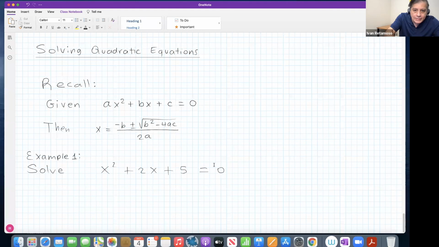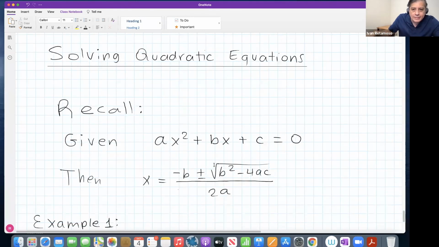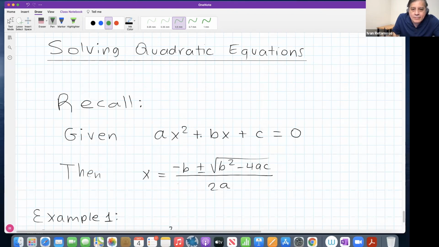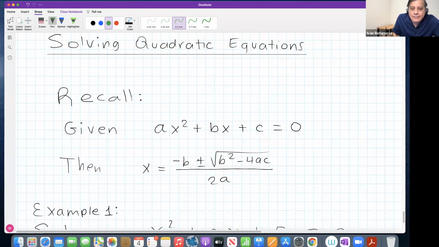All right, so basically, you know that when you are given a quadratic equation that looks like this, a times x squared plus bx plus c equals 0, where a, b, and c are real numbers, then the solution of that equation is given by the so-called quadratic formula. This is what mathematicians call the quadratic formula.